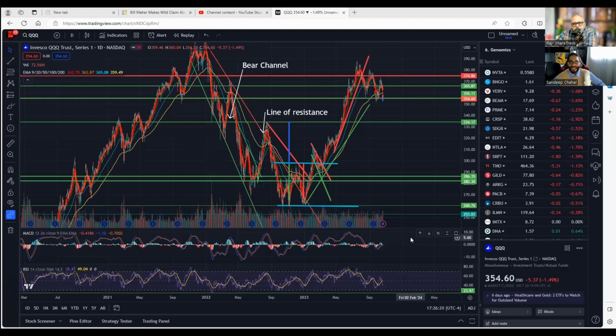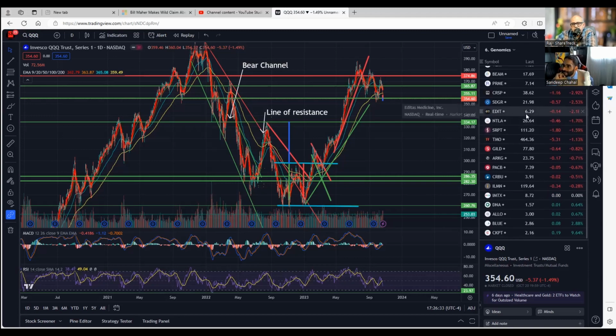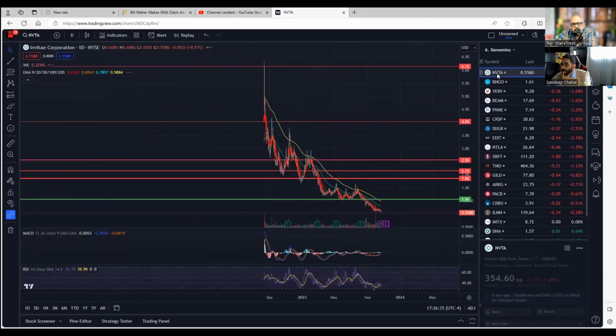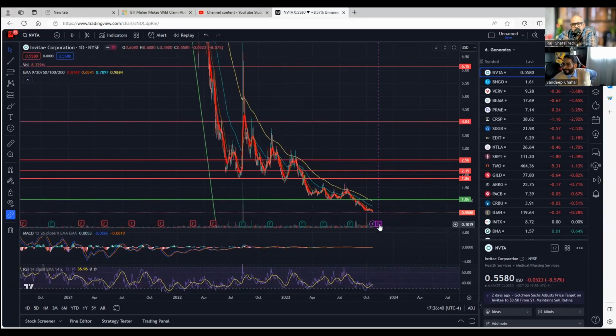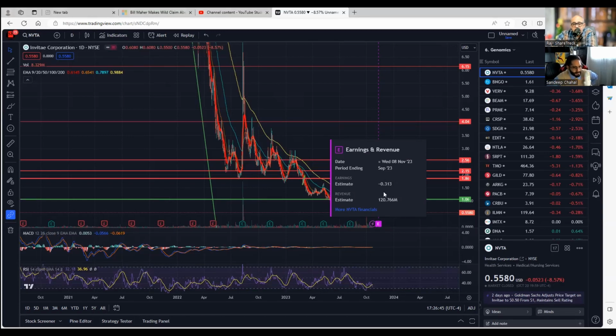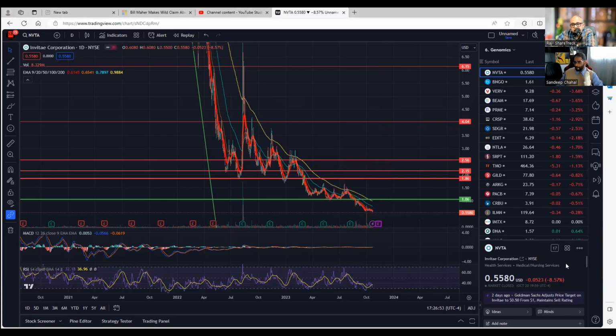And I want to show you this chart. This is our genomics watch list. If you look at this watch list, Sandeep, you'll see that a lot of our companies have gone into loss. The top loser was Invite, the one that we're going to talk about next week. Its earnings are coming up on 8th of November, and they're expected to make a loss of 31 cents per share and a revenue of 120.766 million.